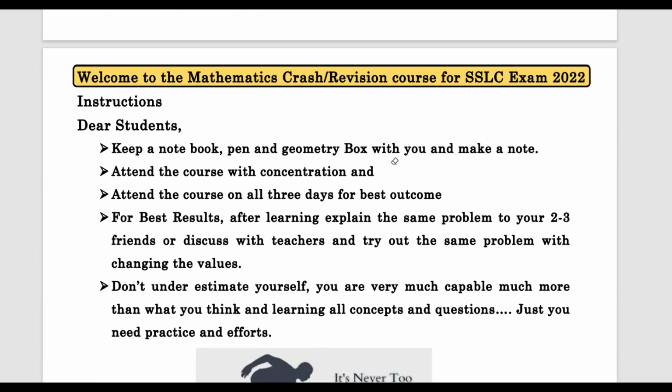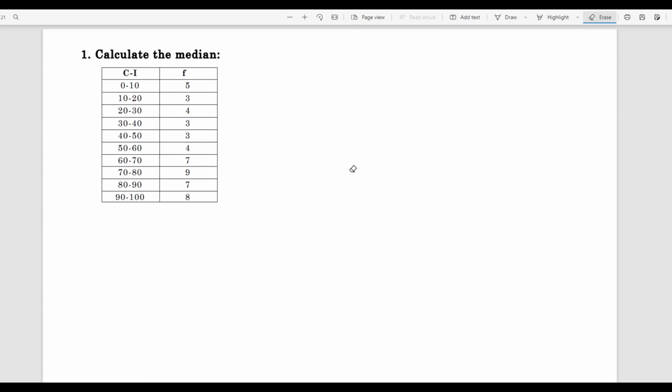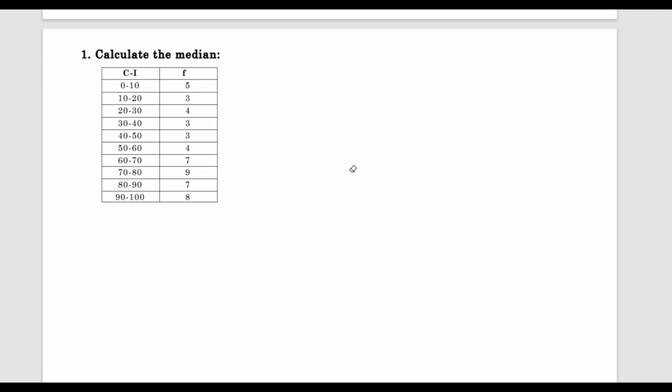Now hopefully you have all the stationery with you along with the book, pen and geometry box. Now moving to the first question of today's session: calculate the median of the following data.